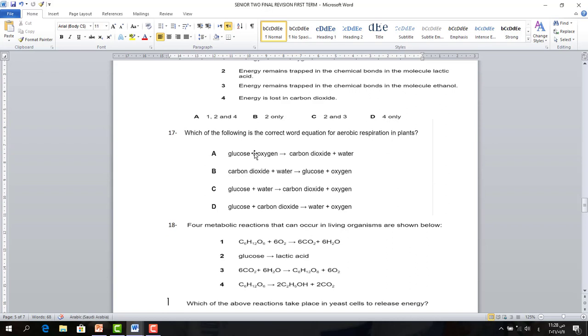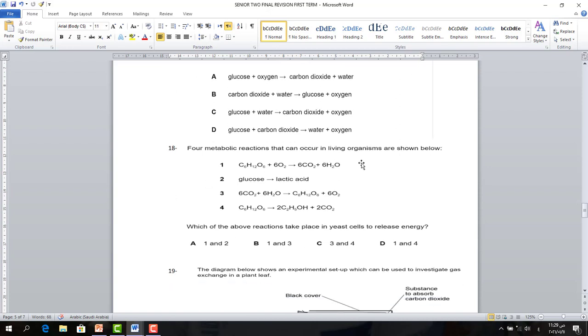Which of the following is the correct word equation for aerobic respiration in plants? Glucose plus oxygen gives carbon dioxide and water. Please focus: aerobic respiration in plants. Glucose plus oxygen produces carbon dioxide and water. Carbon dioxide and water give glucose and oxygen? No. Glucose and water produce carbon dioxide and oxygen? No. Glucose, carbon dioxide, water and oxygen? No. So A.